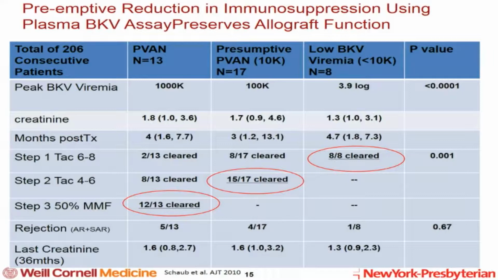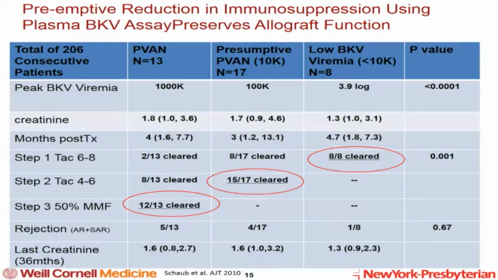PVAN, in that cohort, there were 13 patients. With step 1, only 2 out of 13 cleared. With step 2, only 8 out of 13 cleared. Step 1 and 2 are the TAC targets that you see there. And step 3 was a 50% reduction in CellCept that led to 12 out of 13 clearing their BK viremia. But the rejection rate is still there. 5 out of 13 developed rejection on follow-up.